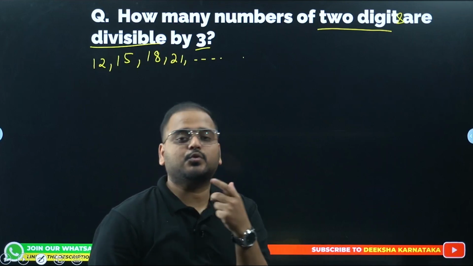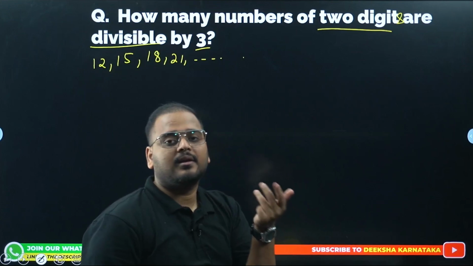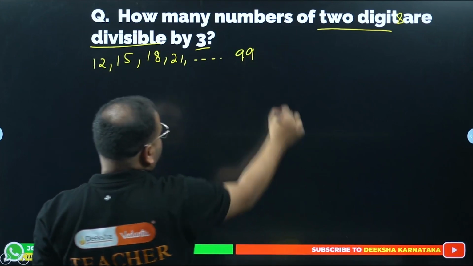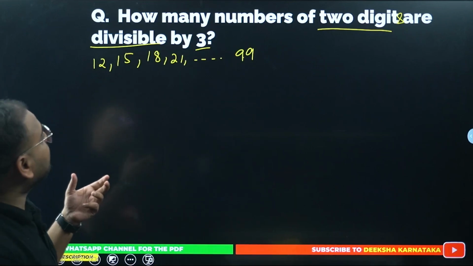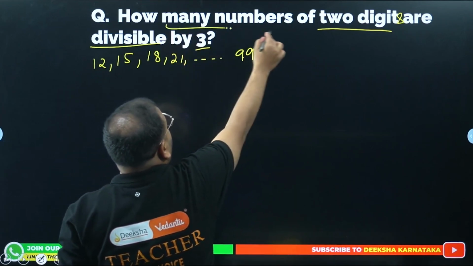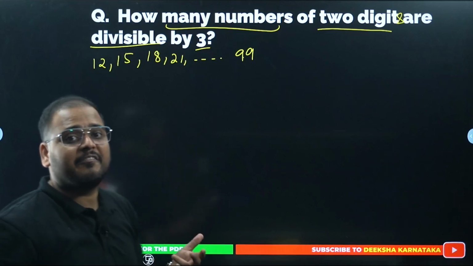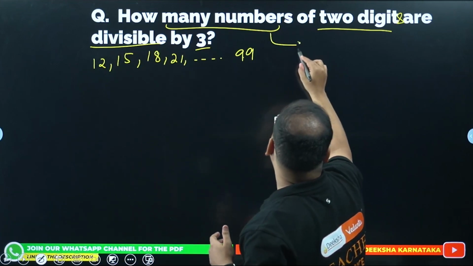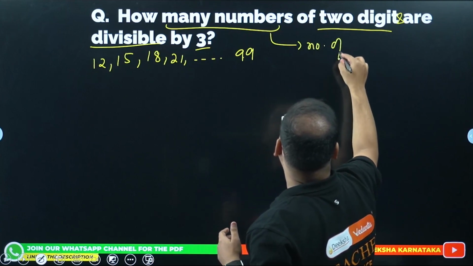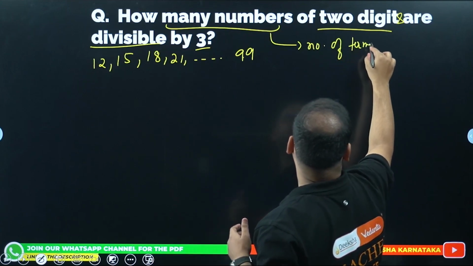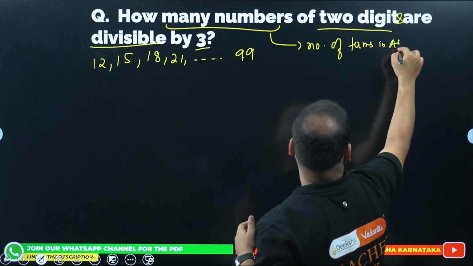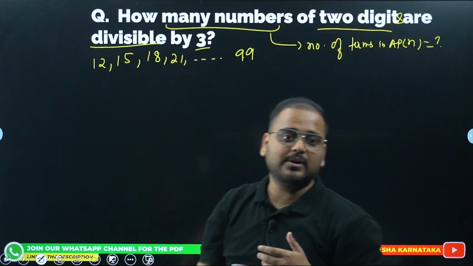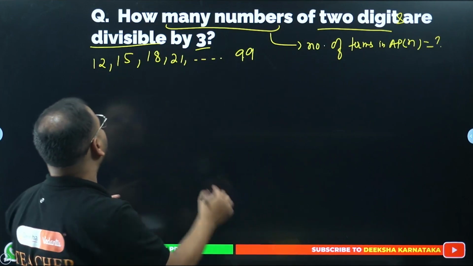Now what is the last 2 digit number? 100 is 3 digit, so the last 2 digit number would be 99. Divisible by 3? Yes sir. So the last number I know as well. Now they are asking you to find how many numbers. Means they are asking you to find the number of terms in the sequence, which is called just n. How do you do that?